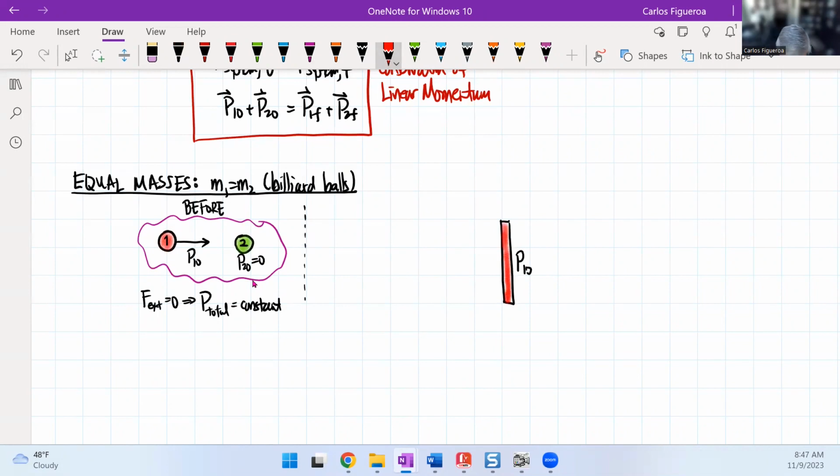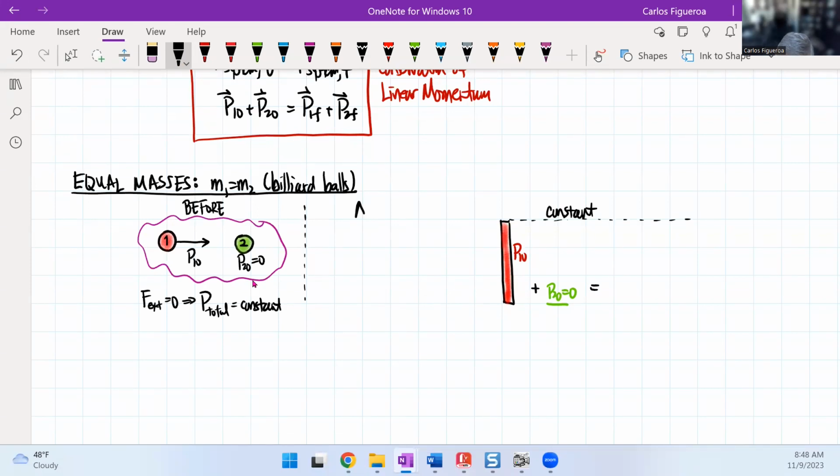That's the total, that's the momentum of P1. And then we ask, what is the momentum of 2? Well, the momentum of 2, we already see is 0. So what that means here, since the total momentum is a constant, this is my constant right here. It cannot change.